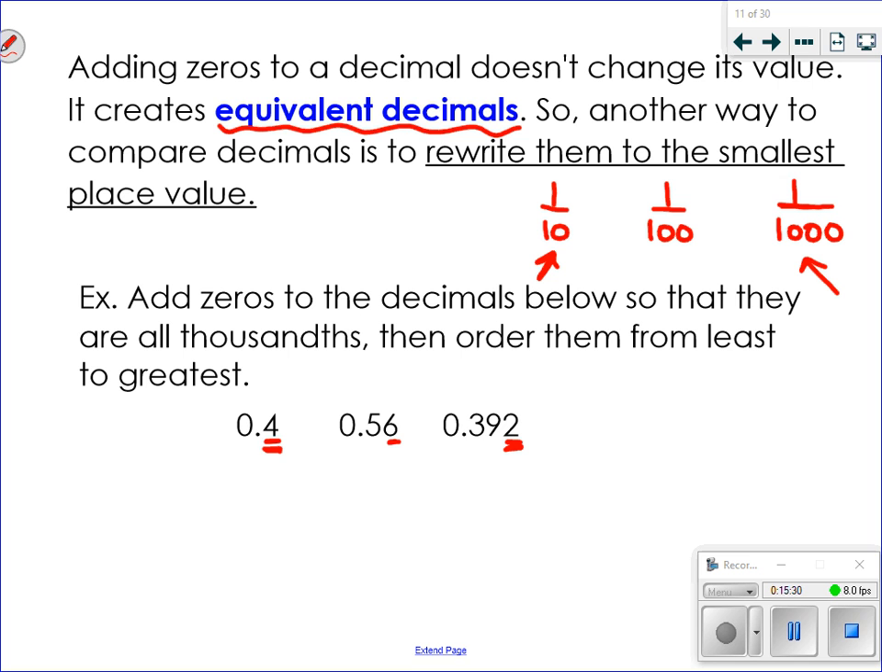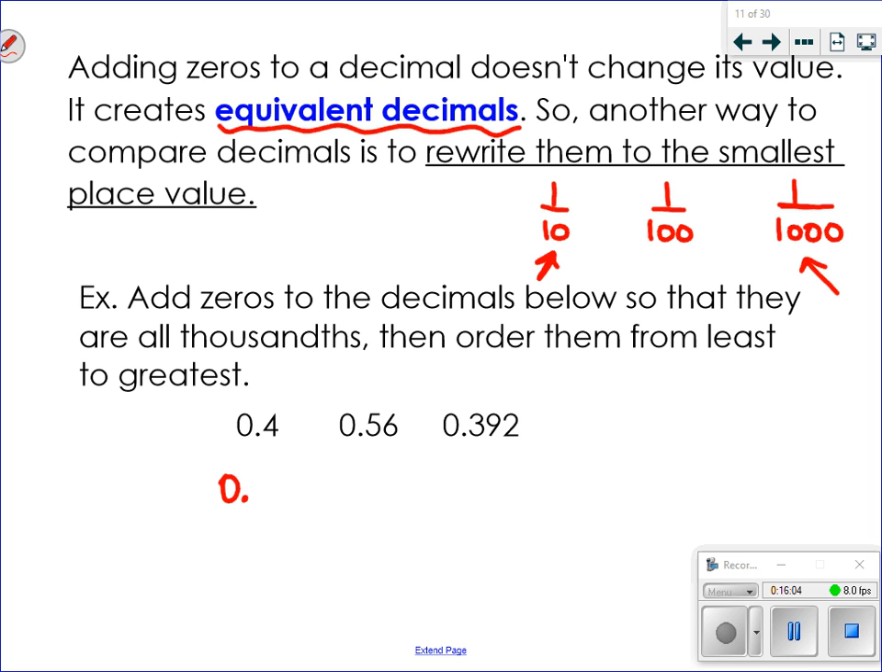It's a little bit different in decimals because the decimal part is the fractional part. It's not a whole number. It's a portion or a piece of a whole. And the more place values that you have going further and further to the right, the smaller and smaller those place values are getting. Okay? So in this case, because I have tenths and hundredths and thousandths, I need to rewrite them all to the smallest place value. That means to the thousandths, by just adding zeros on the end.